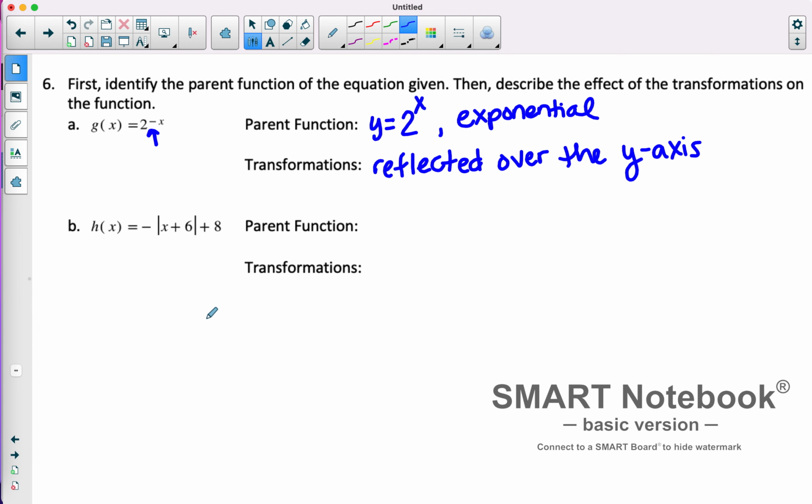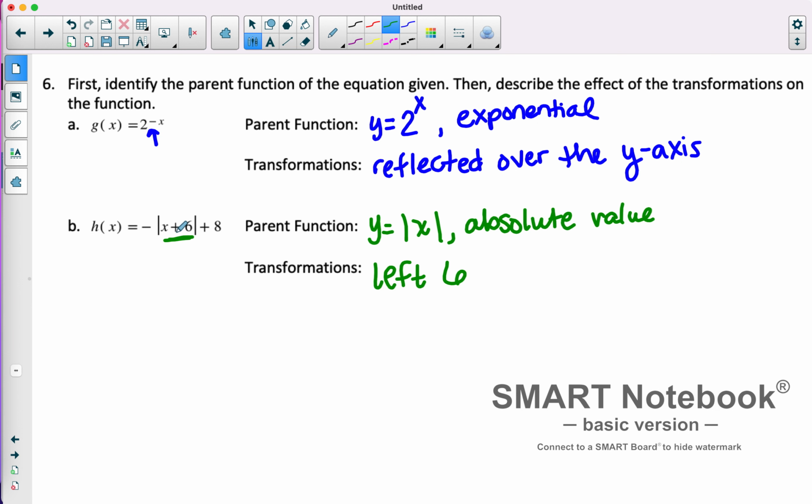In B, you can see several transformations. So this one is an absolute value function. With it being an absolute value, we know it's going to have a V shape. But there are multiple transformations going on, and we start with what happens to the x's. So the x's have +6, which makes it move to the left 6. If it's inside affecting our x's, it's left or right. So plus made it move to the left.